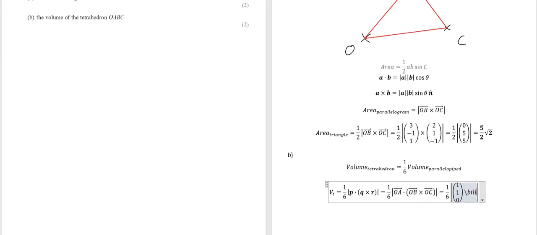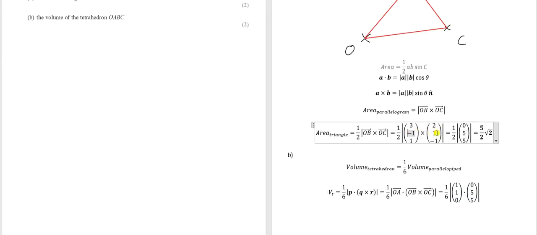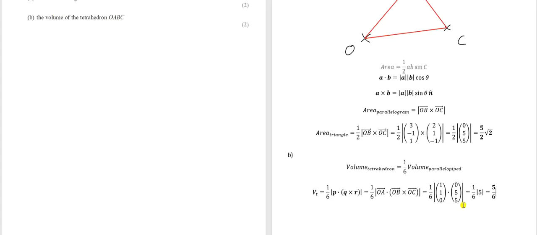We want to dot that with the cross product that we've already found. We did the cross product of OB and OC. We got (0, 5, 5). So we can take that and use it for this next part. Now you can use the calculator to compute dot products, but it's really overkill. All we need to do here is 1 times nothing, 1 times 5, nothing times 5, and add them all together. And since the size of 5 is 5, we get an answer of 5/6. That will be the volume of the tetrahedron.